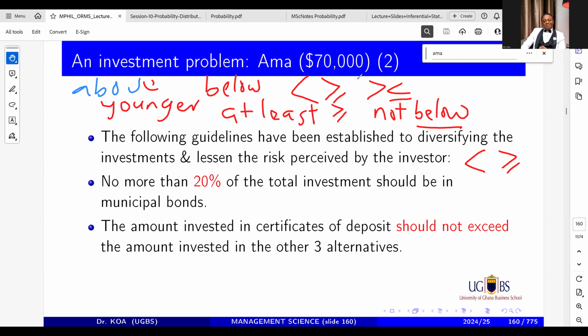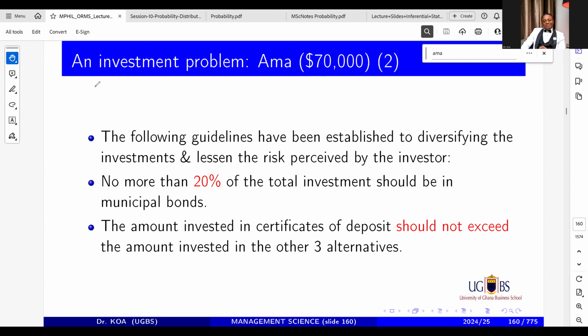So you should know these symbols because they keep coming a lot in linear programming. There's a lot also in queuing models and other things. Familiarize yourself with this grammar. All right. Now, with that in mind, let's go back here to look at this. It says no more than 20% of the investment. So with this, what symbol are we talking about here?